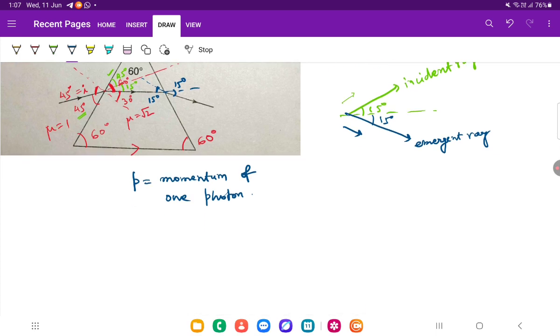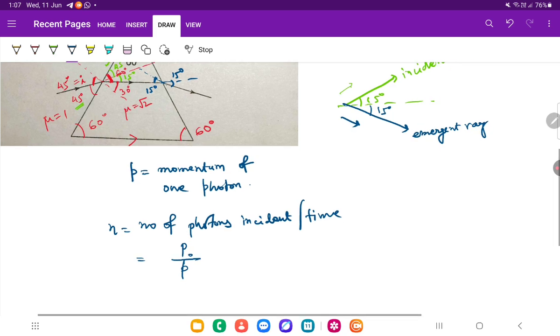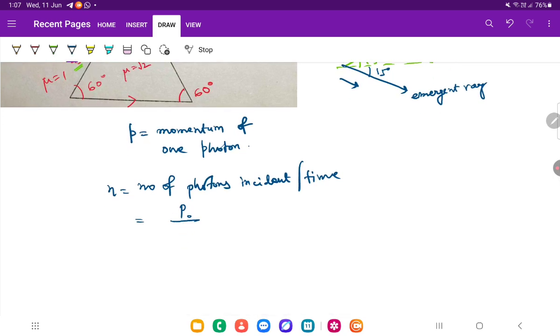And let us define n as the number of photons incident per unit time. So that will be p0 upon hc by lambda. We are assuming lambda is the wavelength of the photon. So each photon will have energy of hc upon lambda, and p naught is the power, that means energy incident per unit time.